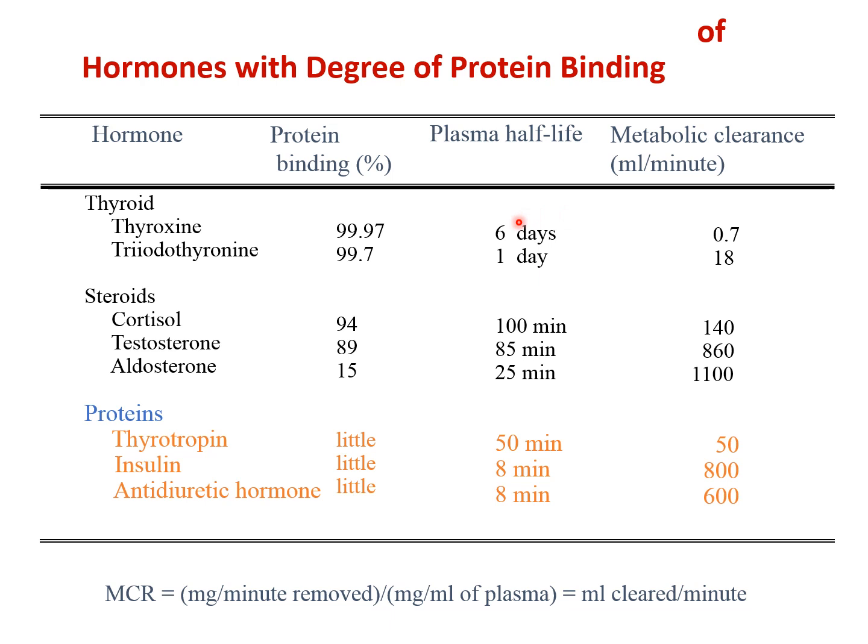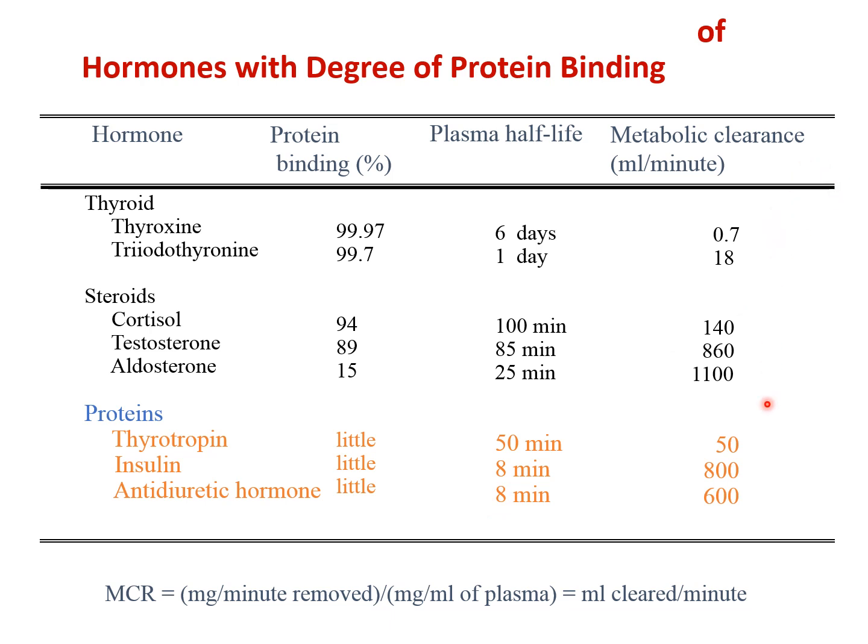Now you can see the half-life for the thyroid hormones, because the percentage of bound hormone is really high, it could last as long as 6 days, or in days, whereas for glucocorticoids, the half-life is in minutes. And for proteins, it varies from one protein to another. For example, thyrotropin 50 minutes, insulin 8 minutes, antidiuretic hormone 8 minutes. If you take growth hormone, it's about 20 minutes.